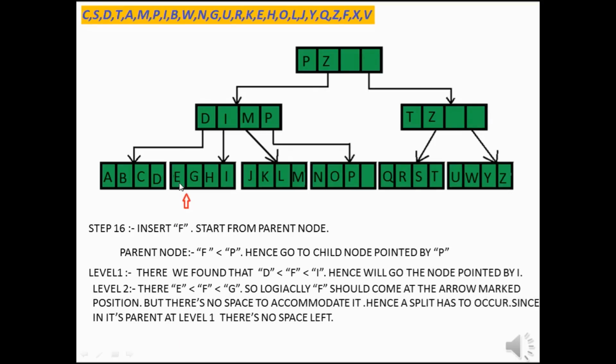But there is no space in that node to accommodate it. So one thing is sure, a split has to occur. Now we'll check whether it is a node split or level split. See its parent DIMP. Oh, the order is 4 and already 4 elements are there, so we can't split the node. So now there is a need for the level split again. So following the previous steps only, we'll split the level. Okay, now you will see the diagram.